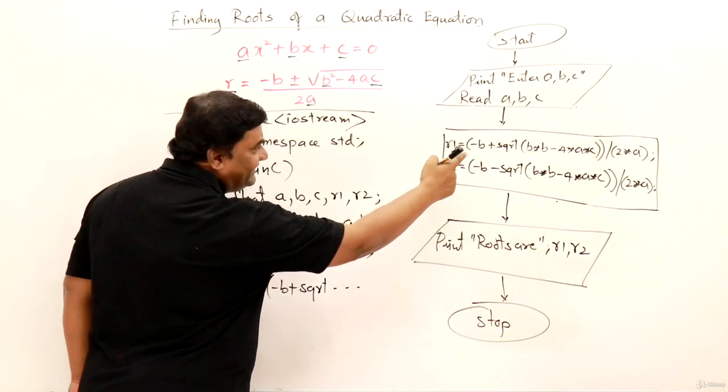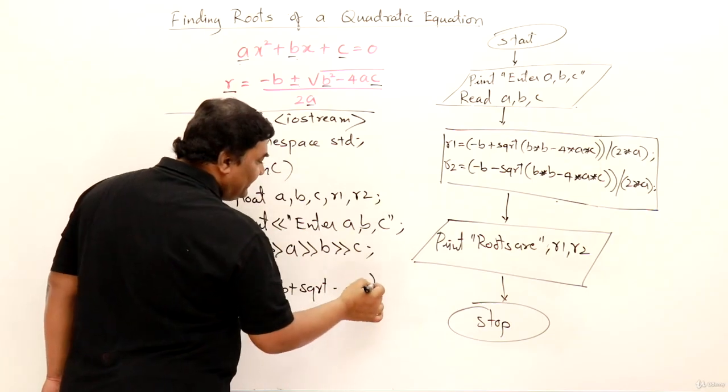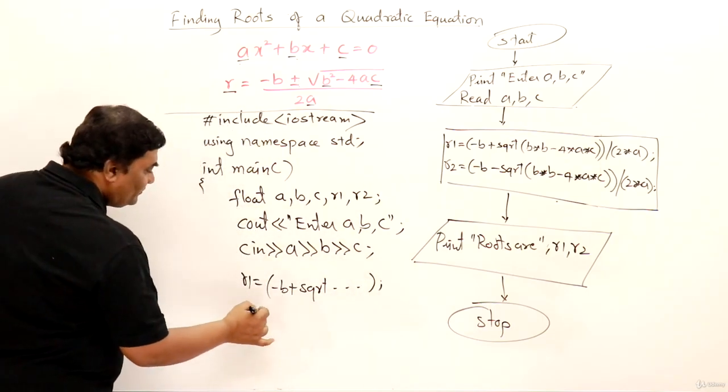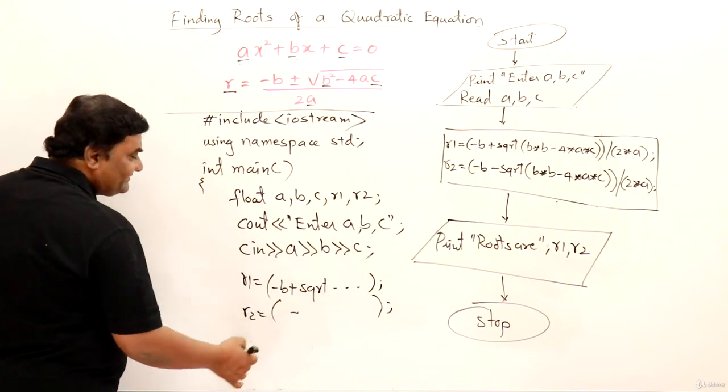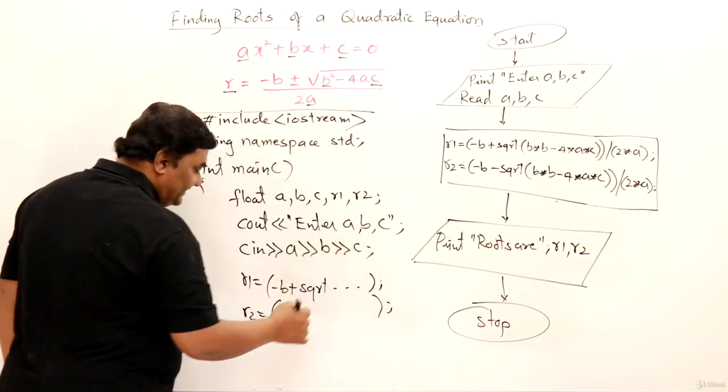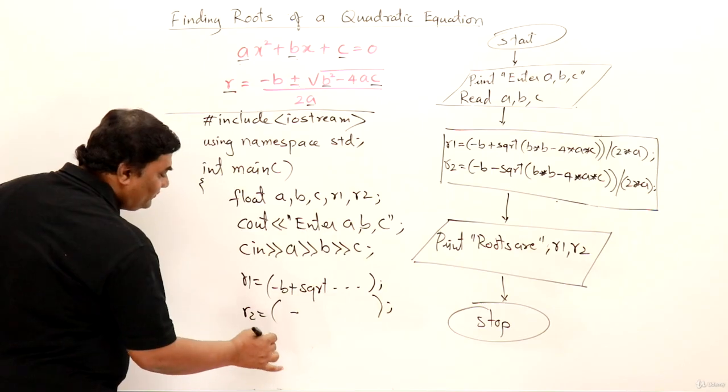I have written this perfectly as required in the C++ program. Write it here. Then R2, that's the same formula, right? Just instead of plus, use minus. Then after that, print the result, cout.